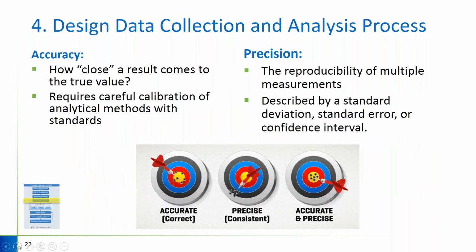When we're designing our process, we want to consider accuracy and precision. How close does the result come to a true value? That's accuracy, so that's on the left. Precision is reproducibility, but of course on the middle figure, you can be precise but not very accurate. Ultimately, we want to be accurate and precise.